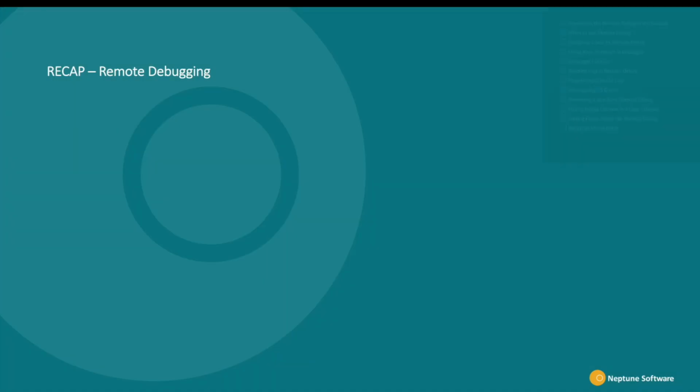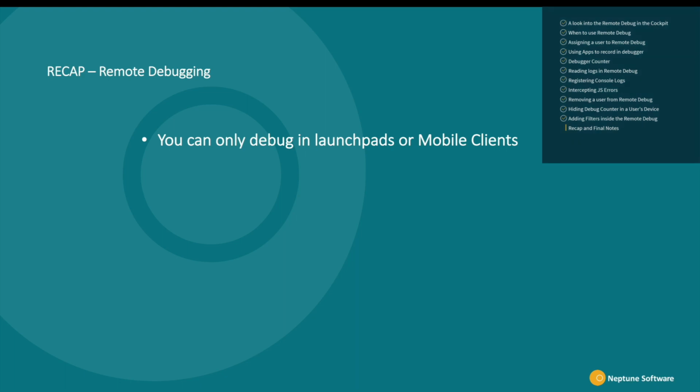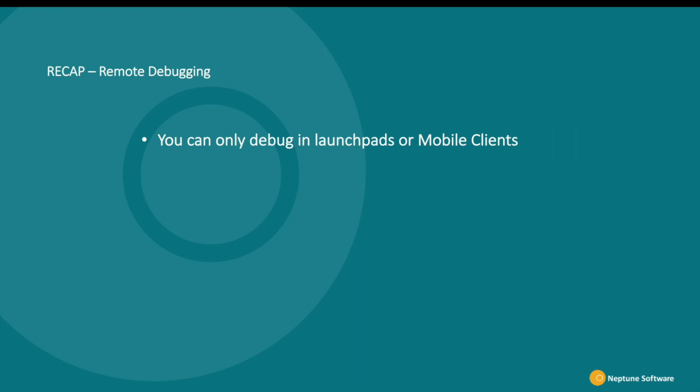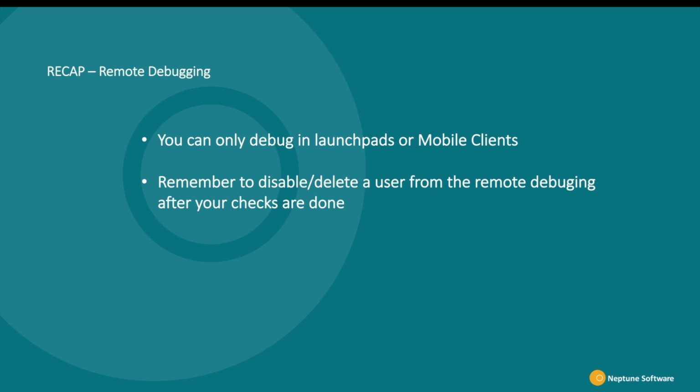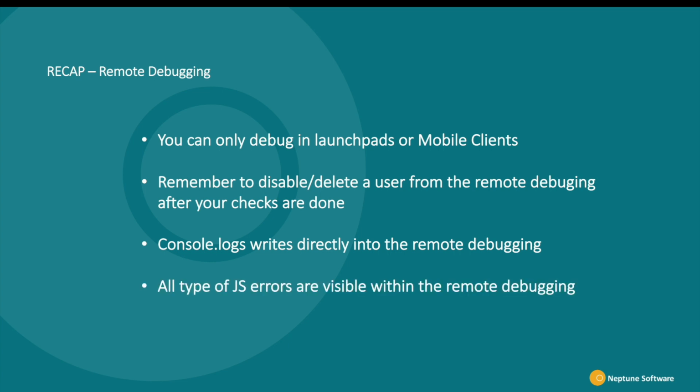As a recap for this session, remember that you can only debug in launchpads or mobile clients. You cannot use the remote debugging directly in applications. Also remember to disable or delete a user from the remote debugging after your checks are done. Otherwise, you will run into performance issues and a lot of data will be recorded in the logs. Also, remember that console logs write directly into the remote debugging, so you can use it to verify data inside your application. Also, all types of JavaScript errors are visible within the remote debug.